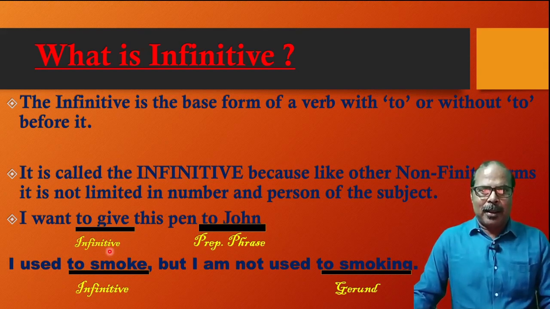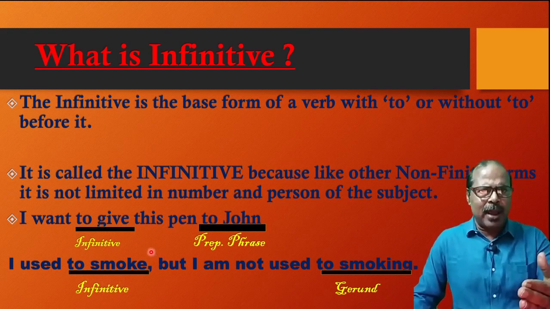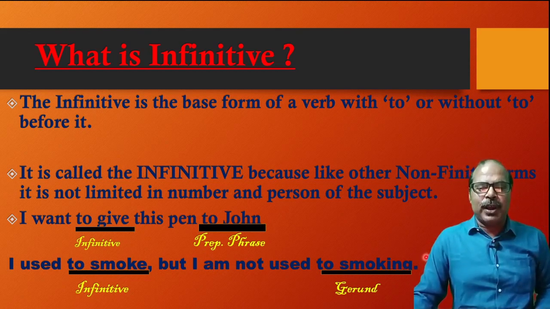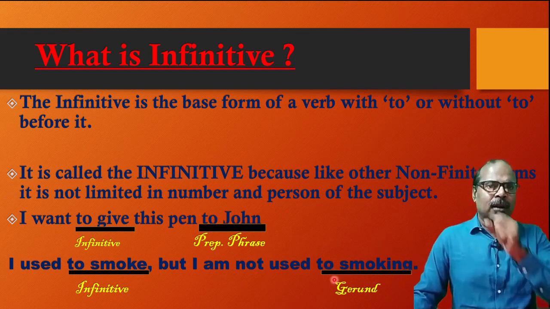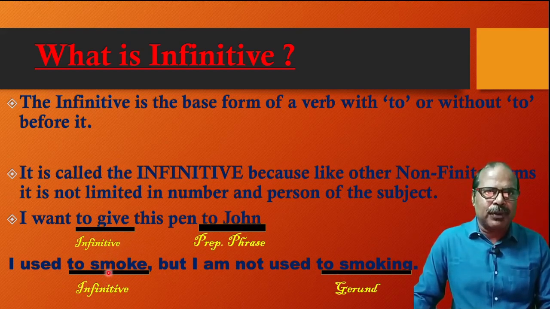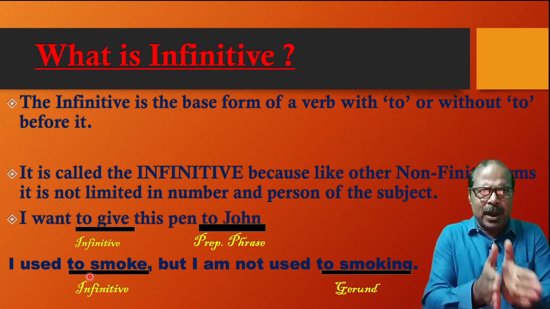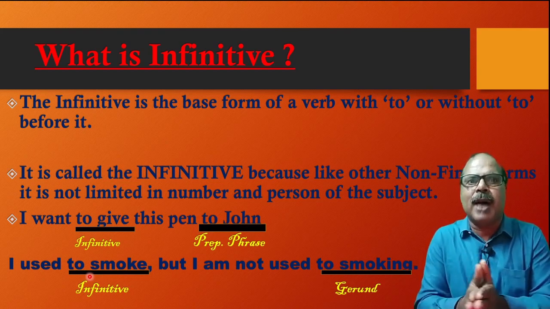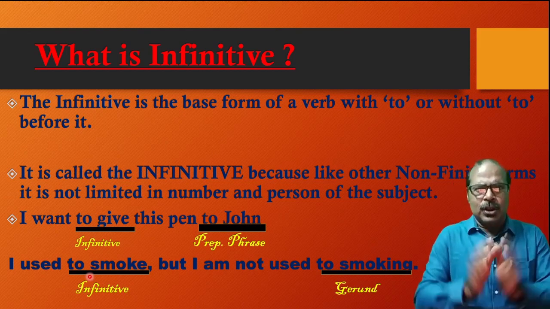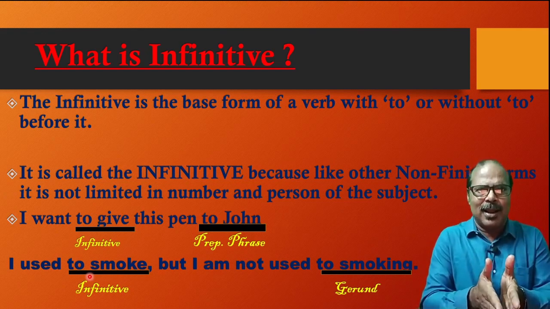Again look, I used to smoke, but I am not used to smoking. Here smoking is a gerund and so to is the preposition, but in the first one smoke is the base form of the verb, so to is infinitive. So infinitive means to plus base form of the verb, and sometimes it can be without to. For example, I saw her dance. The verb see does not take to in active voice, to is understood there, and it is a bare infinitive.